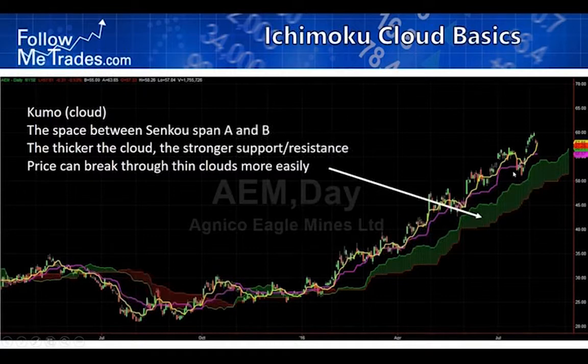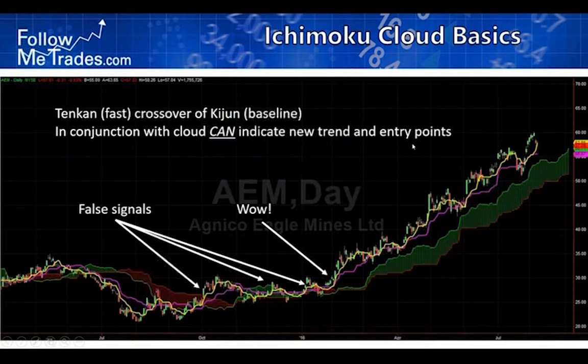Most indicators are lagging in nature. Moving averages and all that stuff tell you a really good picture of what has already happened. The nice thing about the Ichimoku cloud is it projects out into the future what potential support and resistance areas are going to be. And it does so pretty well, again, until the trend changes, right?